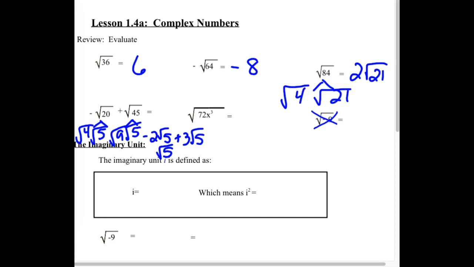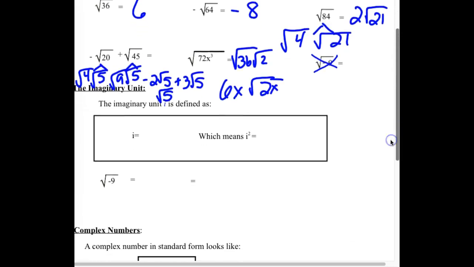When we have variables, split it apart. Deal with the number part. How would we break up a 72? All right. So we end up with a 6 root 2. Okay. How would we break apart an x cubed if we have 3 x's? Yes, an x squared and an x. The x squared would come out of the square root as just an x. We still have 1 left inside. Okay.